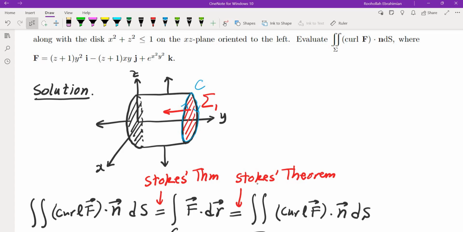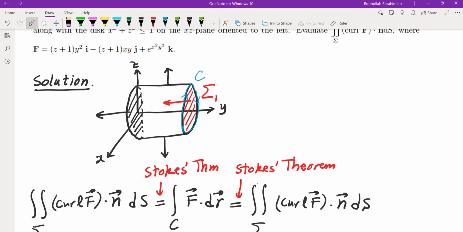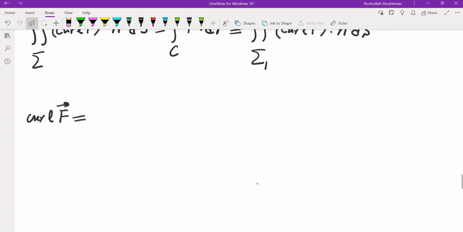Okay, let's now look at the surface integral. First we have to find the curl, so let's evaluate the curl of this. And notice that because sigma 1 is a plane, the i and k components do not matter because the normal vector is in the direction of the negative y-axis. So the i and k components don't actually matter. I'll evaluate them, but they don't actually matter.